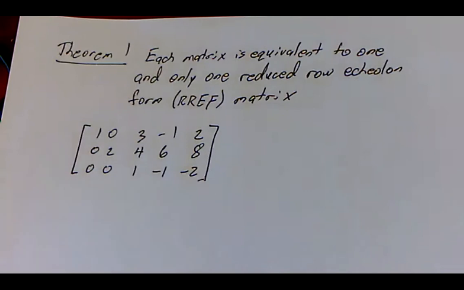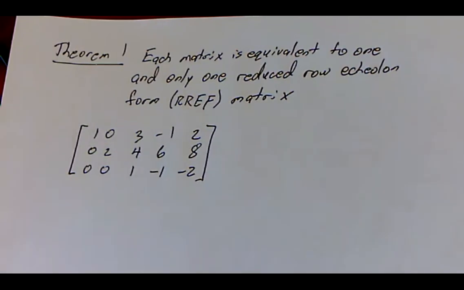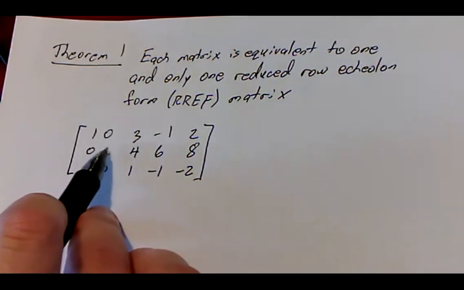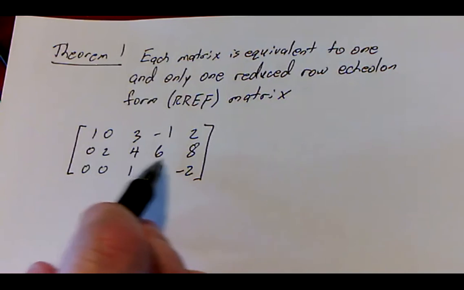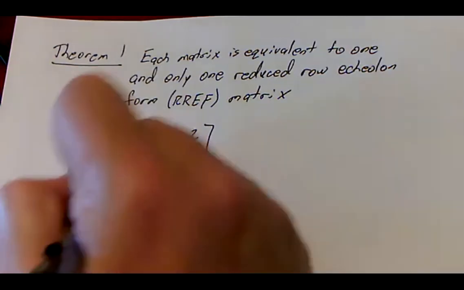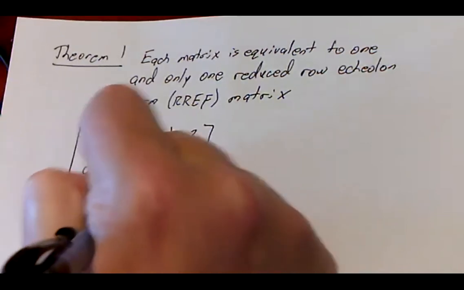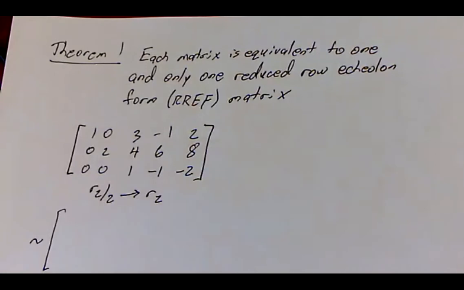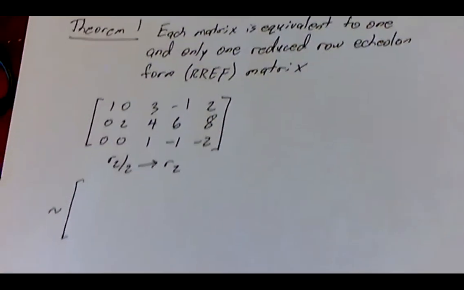So we want to do row operations on this matrix, because I want to get this to reduced row echelon form. As I look here, my second row, these are all even numbers. So I can quickly get this leading entry to be a 1 merely by dividing everything by 2. So I'm going to take row 2 and divide it by 2, and replace row 2. I'm going to use the tilde there to represent an equivalent matrix.